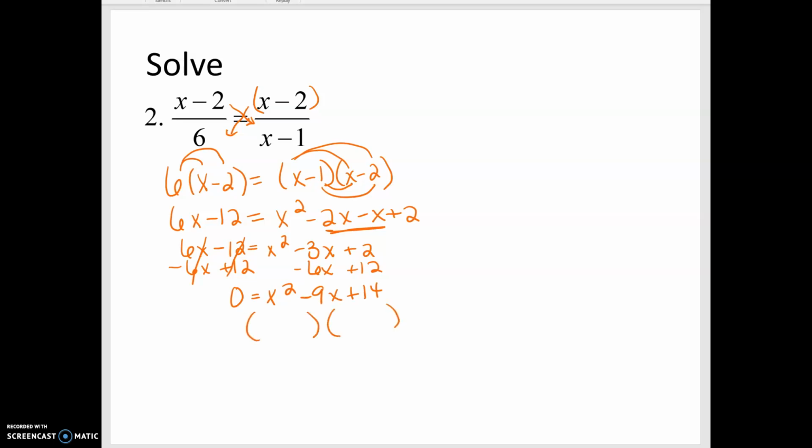Okay. Remember, you guys can use your calculators at home to help you factor if you want to, or this one actually factors pretty nicely, x minus 7 and x minus 2. So I get x equals 7 and x equals 2. Okay. Remember to double check that those don't give me a 0 in the denominator. Both of them are fine, so both of those are my answers.